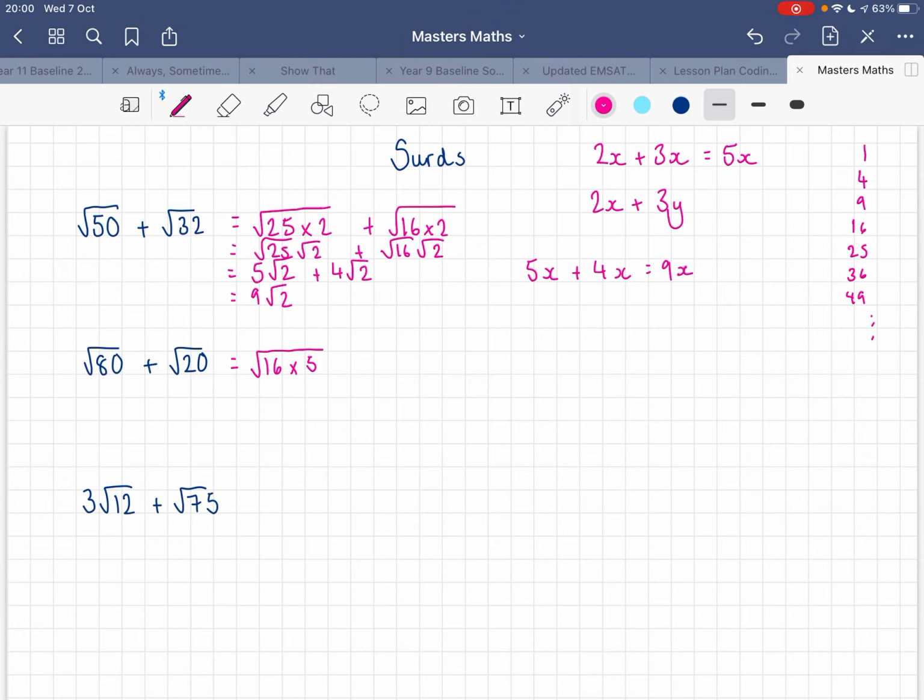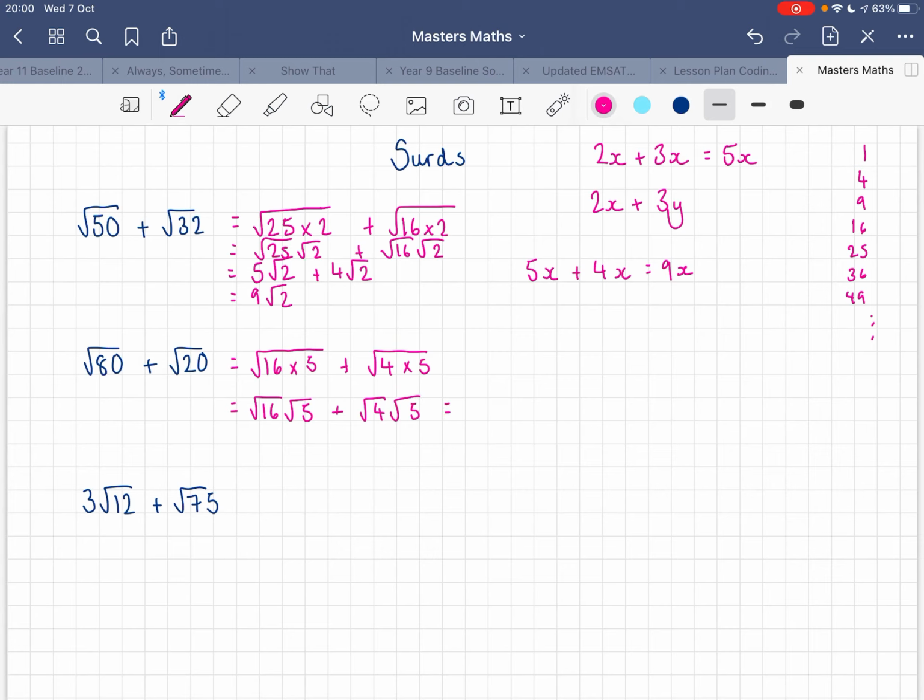Okay, 16 goes into 80 5 times, so we can rewrite it like that. 20 is 4 times by 5. 4 is our square number. Times by 5. Split them up. So we've got root 16, root 5, plus root 4, root 5.